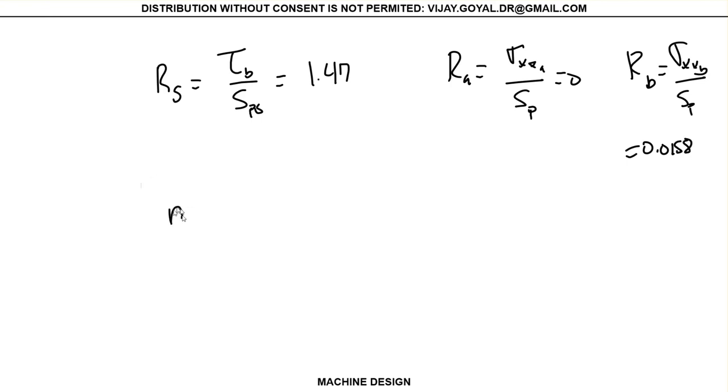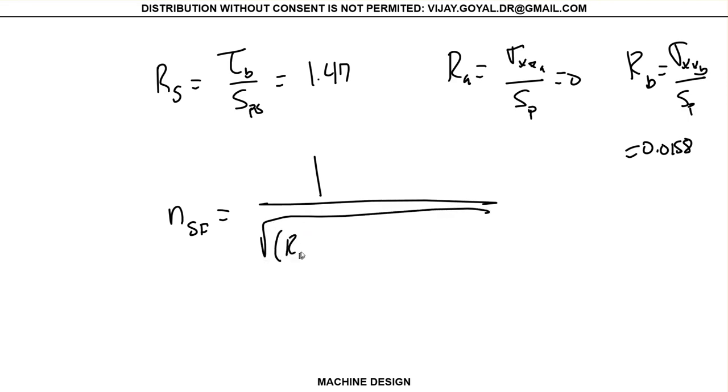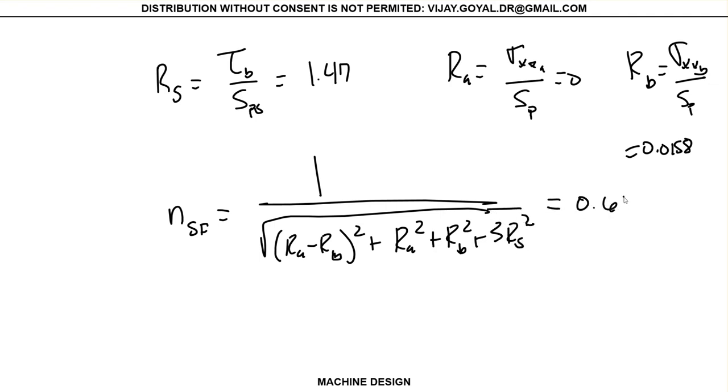So if I use the von Mises approach, it gives you 1 divided by the square root of RA minus RB squared plus RA squared plus RB squared plus 3 times RS squared. All this gives you 0.68. This is less than 1. So I need to redesign the bolt, or I need to figure something out. I need to add more bolts probably so I can redistribute the loads.